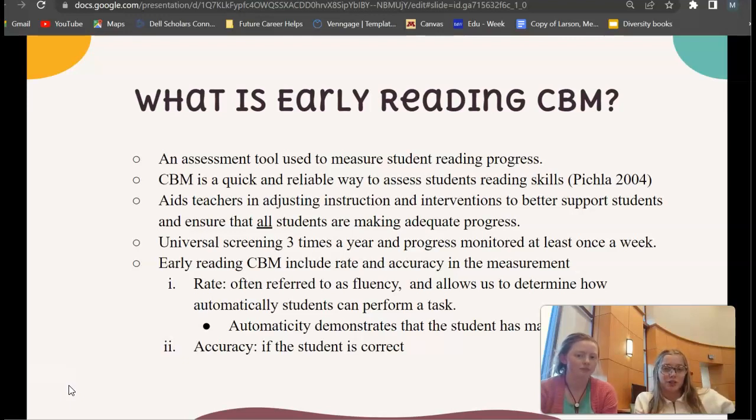Universal screening should be done 3 times a year, and students should be progress monitored at least once a week. Early reading CBM includes rate and accuracy in their measurements. Rate, often referred to as fluency, allows teachers to determine how automatically students can perform a task. This is important because automaticity demonstrates that the student has mastered the skill. Accuracy is simply, does the student understand it and did they get it correct?